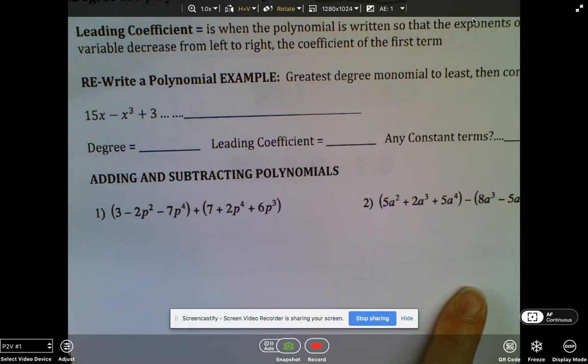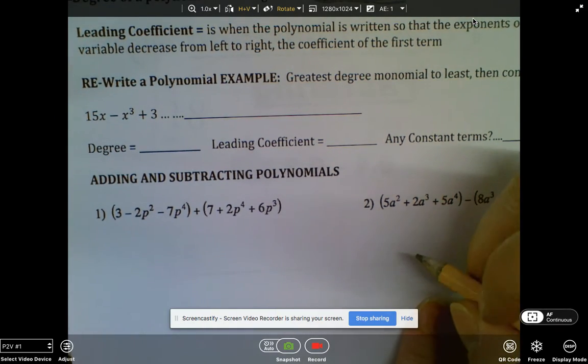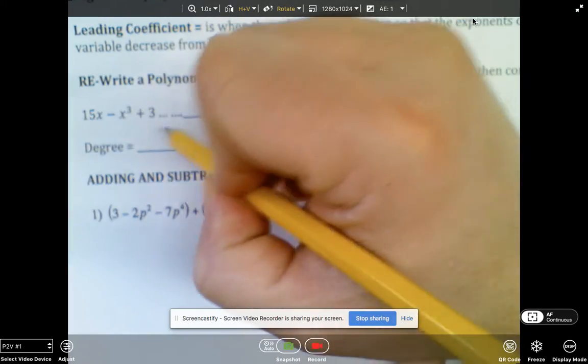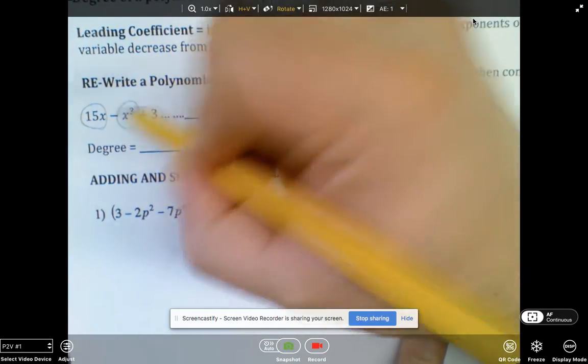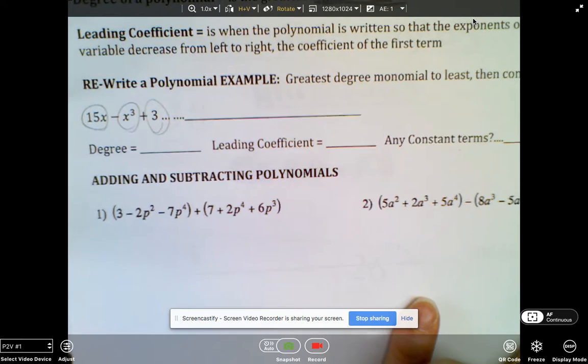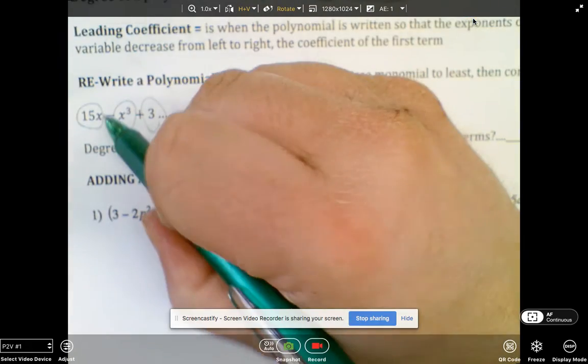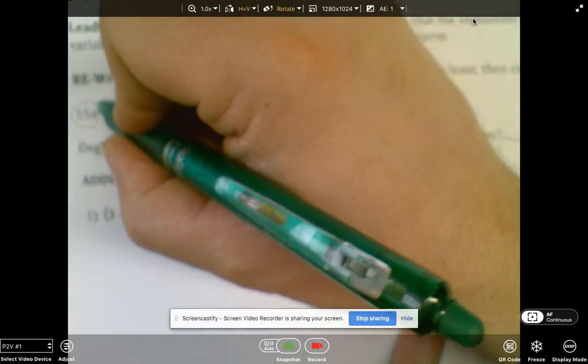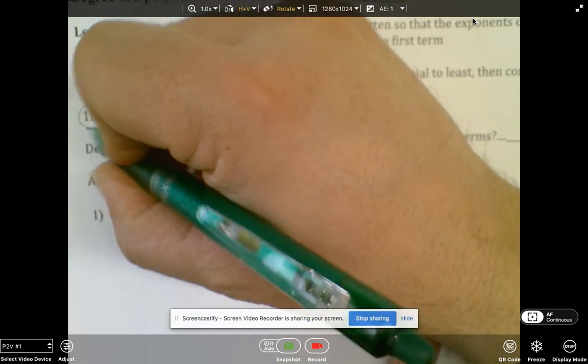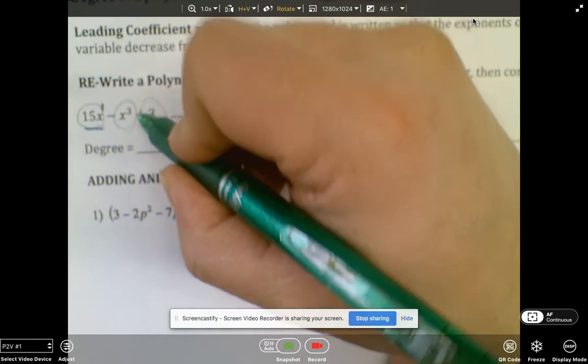If you look at an example here, this is a polynomial. It's 1, 2, 3 monomials. Let's go through and write the degree for each monomial. Could someone tell me, what do you think the degree of this one is? 1. How about the degree of this one? 3.